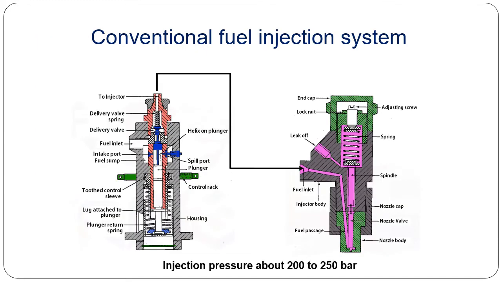Now, as far as conventional fuel injection systems which were used earlier are concerned, there is a pump which is a kind of reciprocating type of pump consisting of a plunger and a cylinder. So this pump is operated by means of a cam. The cam rotates and it reciprocates the plunger inside the cylinder of the pump, and then when the fuel is pressurized it will be supplied to the injector.